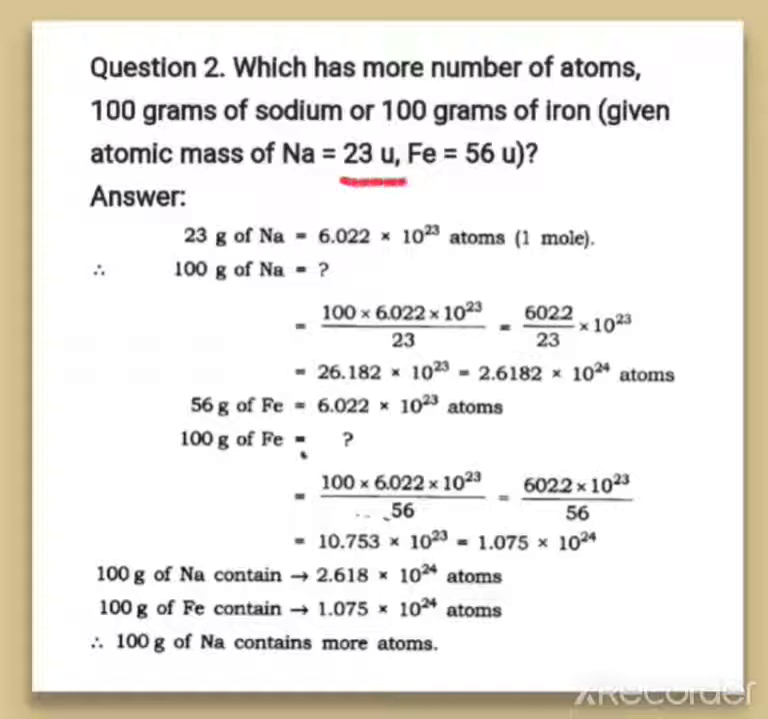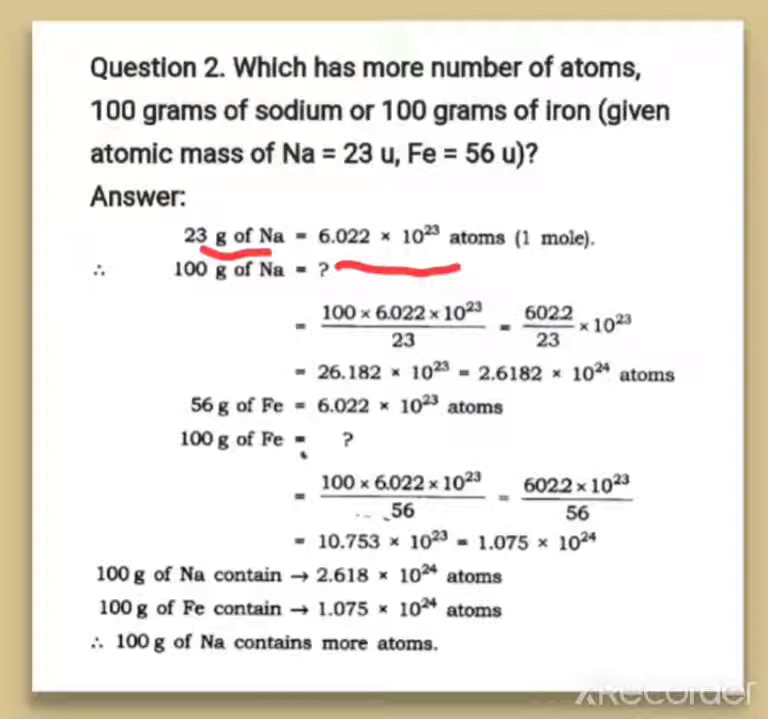Atomic mass of sodium is 23 U. That means the molar atomic mass, that is gram atomic mass, is 23 gram. So 23 gram of sodium has this much number of particles. Why? Because 1 mole of sodium atoms has this much number of particles, and its mass is equal to the gram atomic mass. Atomic mass is 23 U, gram atomic mass is 23 gram. So 23 gram of sodium has this much number of particles.